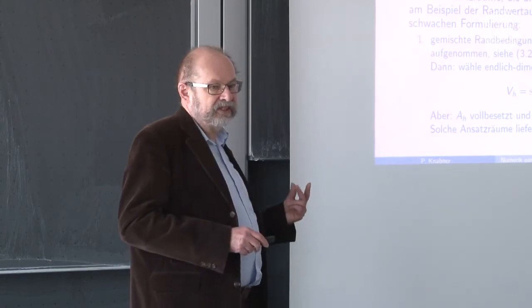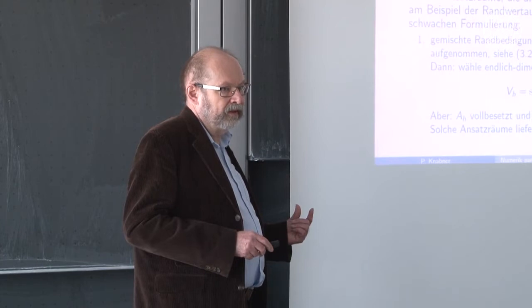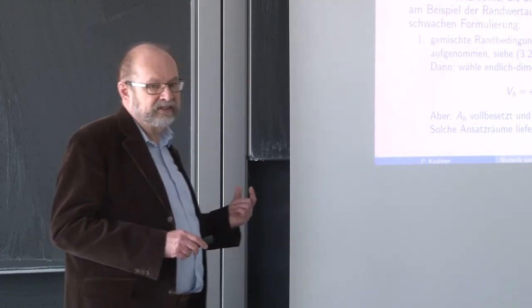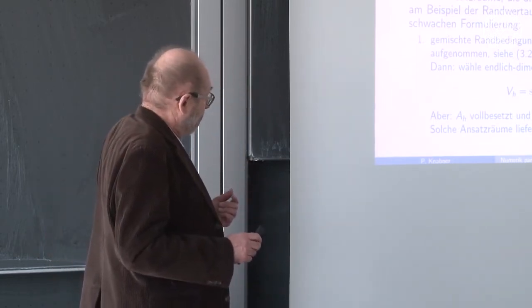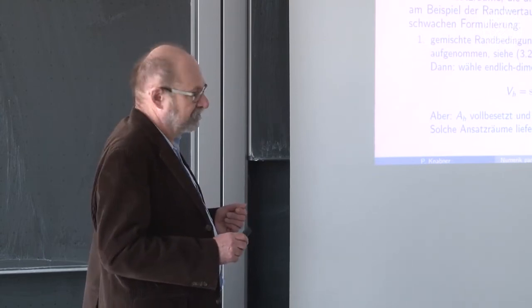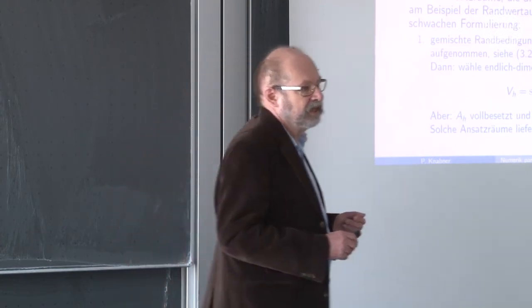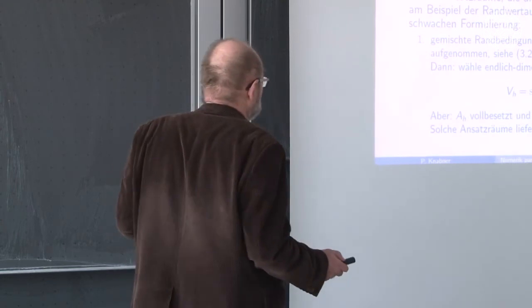The first is, as I said already, now the matrix is fully populated. That's a big disadvantage. And further on, it's a very bad matrix in the sense that it's very, very badly conditioned. You might know this in 1D. If you do similar things in 1D, you end up with a Hilbert matrix, the so-called Hilbert matrix. And that is a typical example for a badly conditioned matrix.